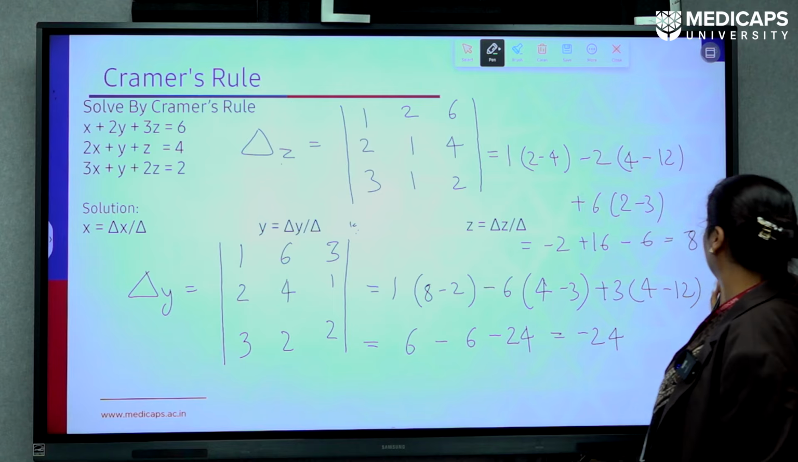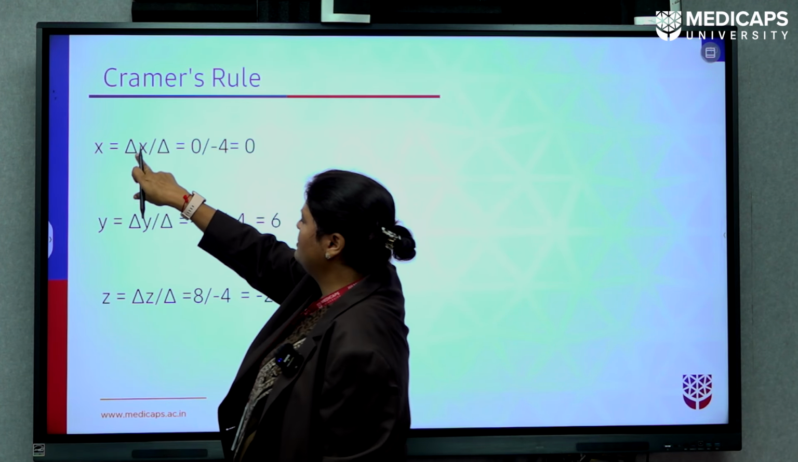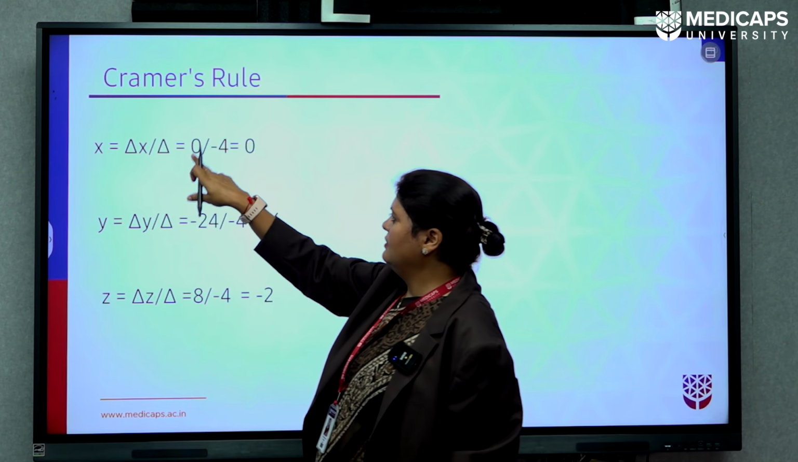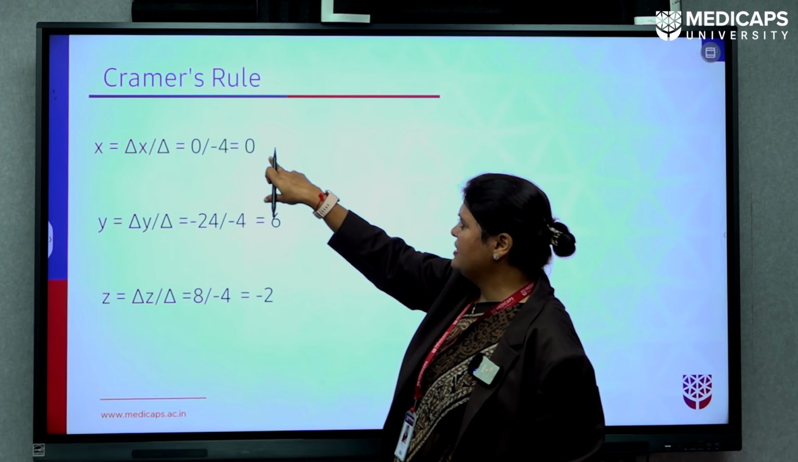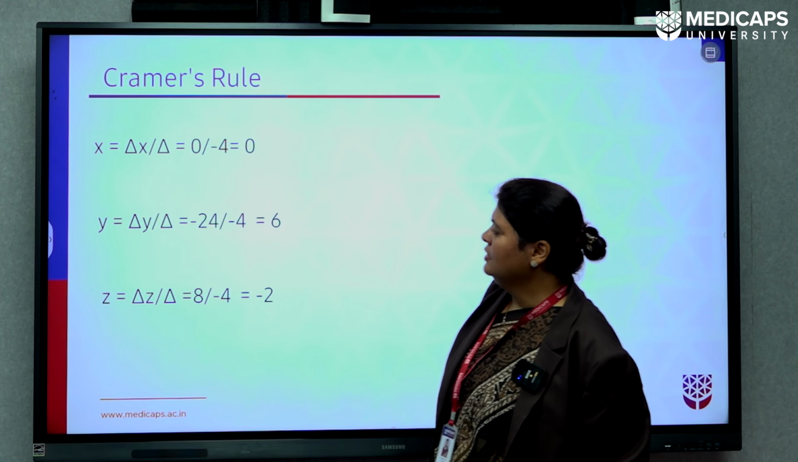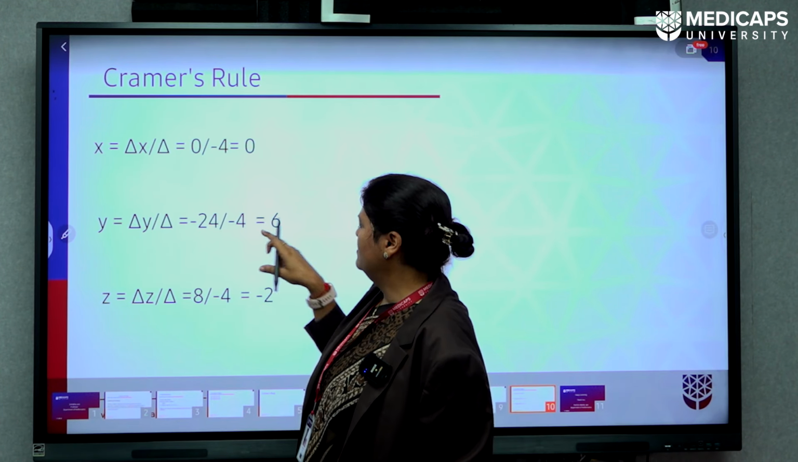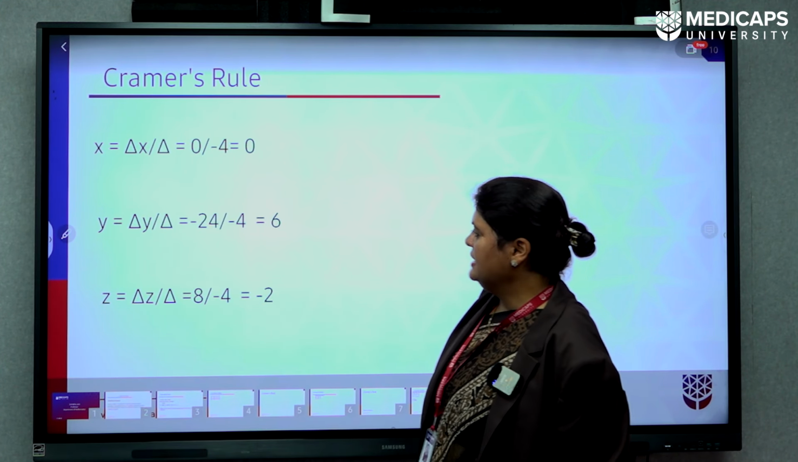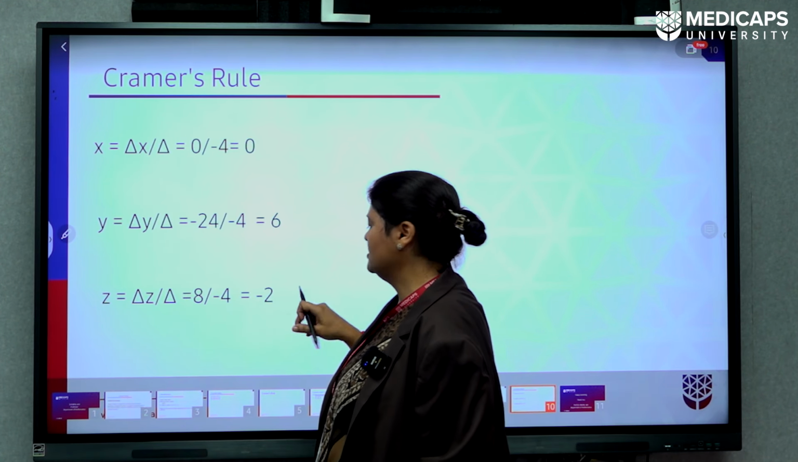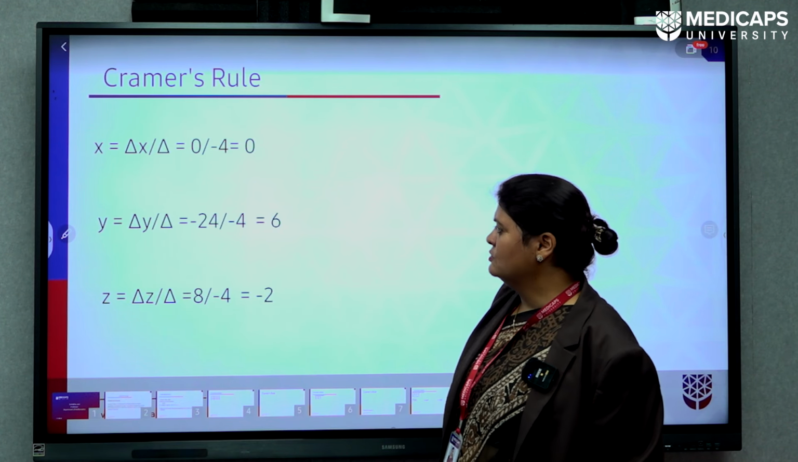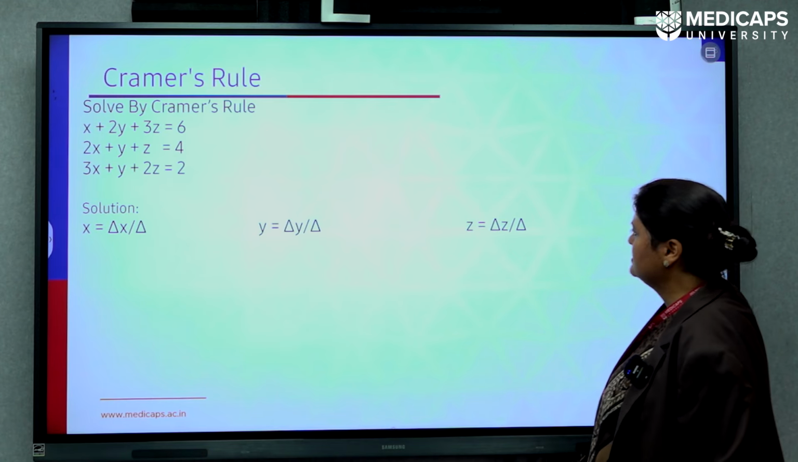So now the solution. How to write down the solution? x is equal to del x upon del. We have calculated in the previous slide that del x was 0. So 0 upon minus 4 is equal to 0. y is equal to del y upon del, minus 24 upon minus 4 is equal to 6, and z we have calculated as 8 upon minus 4 is equal to minus 2. So here are the values of x, y and z.